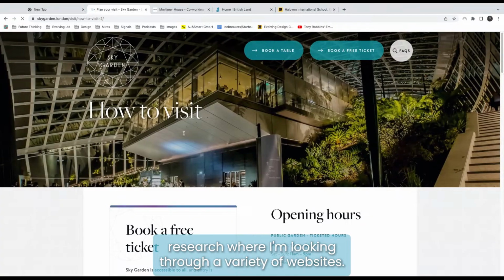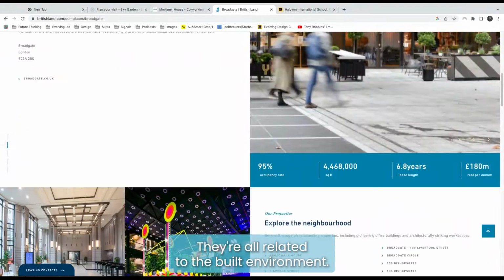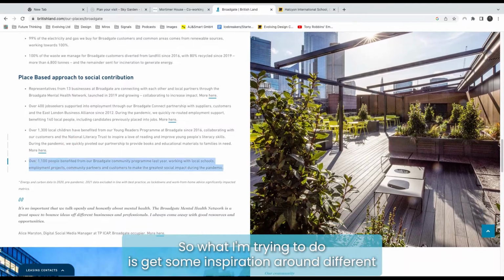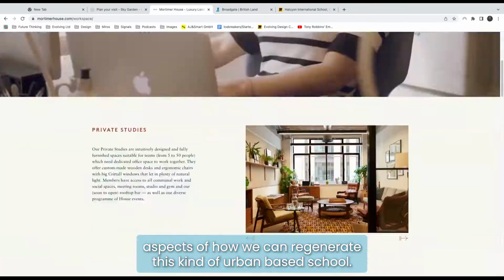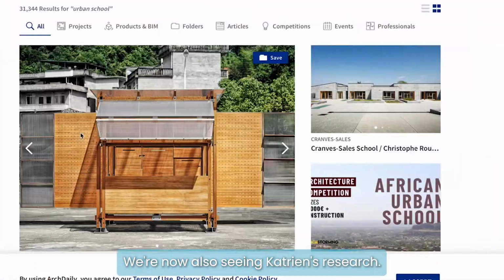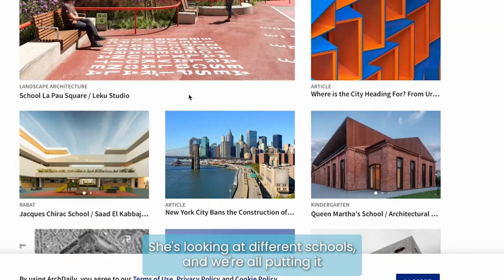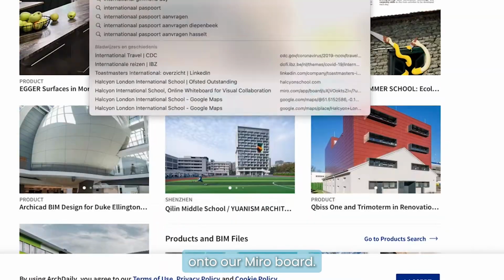Here's my research where I'm looking through a variety of websites. They're all related to the built environment. So what I'm trying to do is get some inspiration around different aspects of how we can regenerate this kind of urban based school. We're now also seeing Katrien's research. She's looking at different schools, and we're all putting it on to our Miro board.